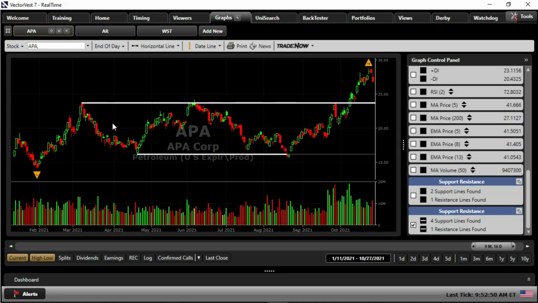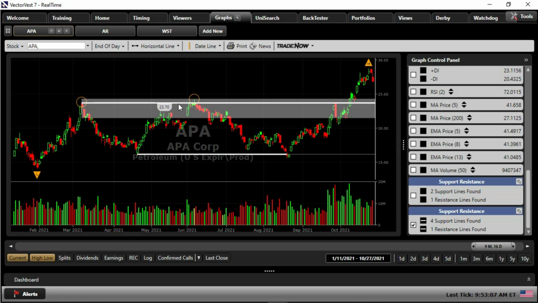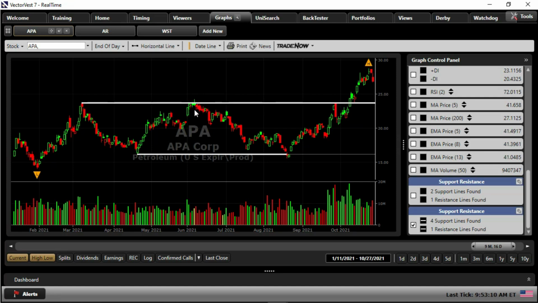So that is a psychological level where traders see a pause or a hesitation in the previous trend and expect price to fall from that level, and that's what they're betting on. So once price reached that 23.70 zone here right in the beginning of June, you saw that selling pressure overcame buying pressure.